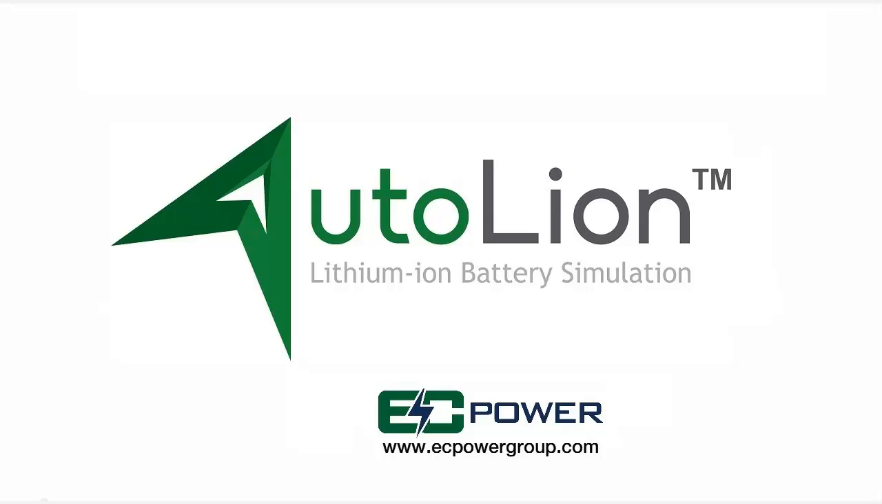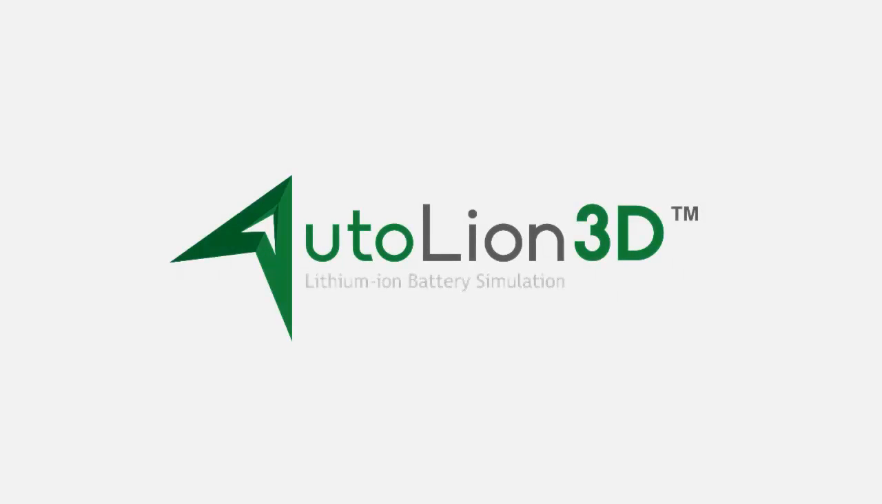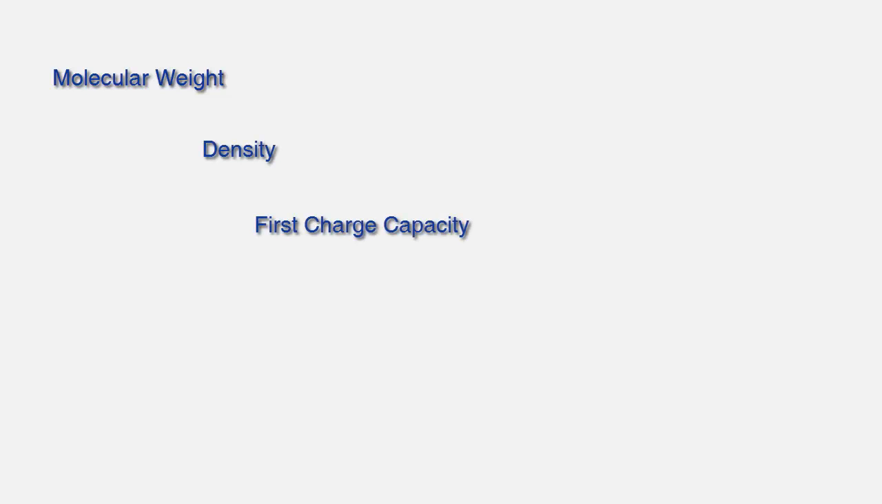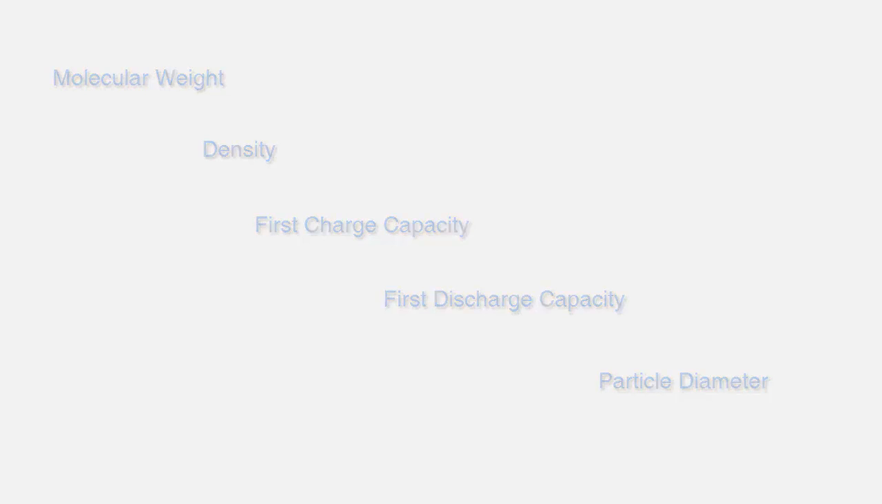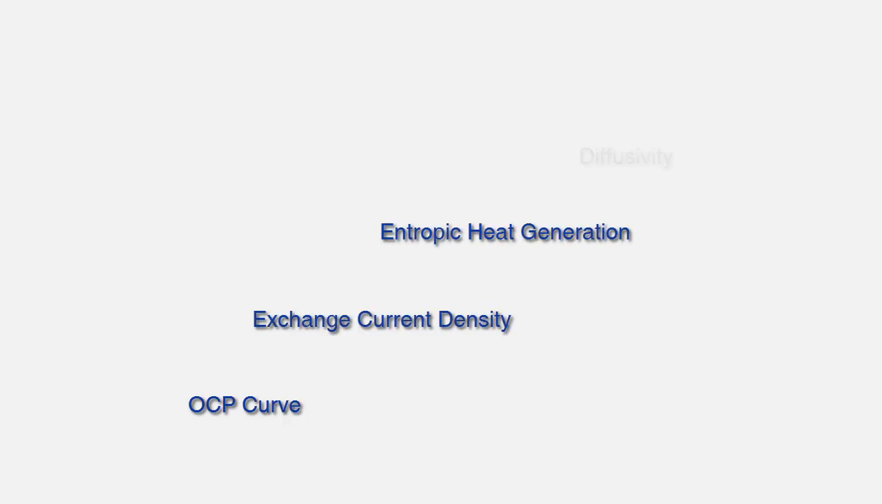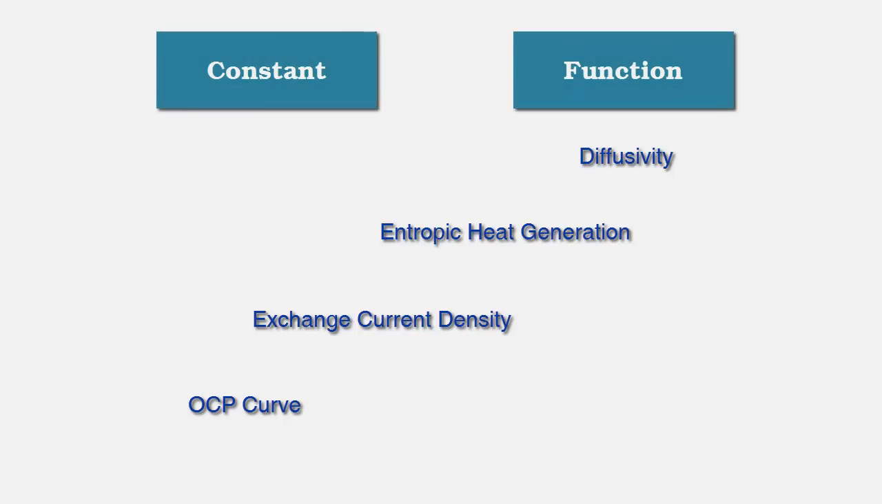In this video, we will go over how to introduce custom materials into the AutoLion-3D materials database. In order to successfully implement a new material, the following information about the given material is required: molecular weight, density, first charge capacity, first discharge capacity, and the particle diameter. You also need the OCP curve of the material, the exchange current density, the entropic heat generation, and the diffusivity of the material in the form of either a constant or a function.